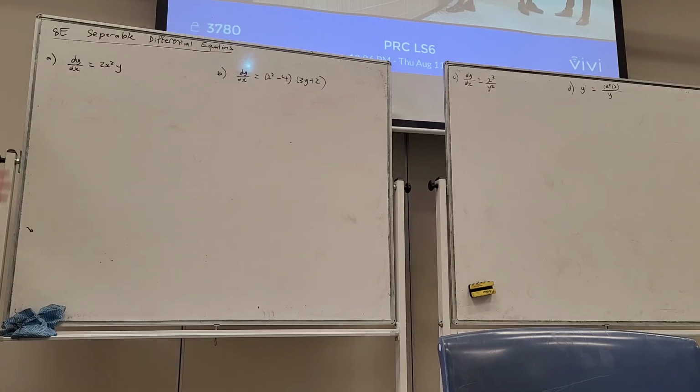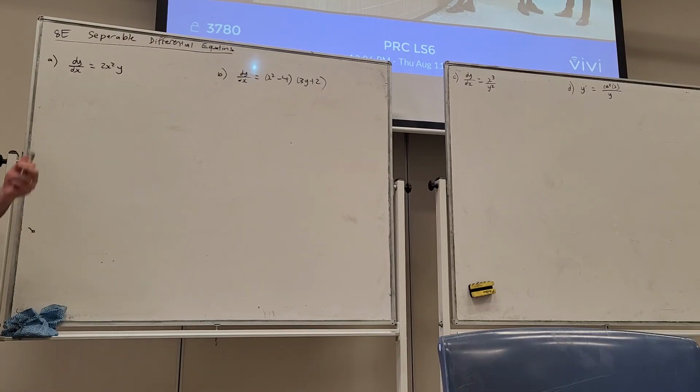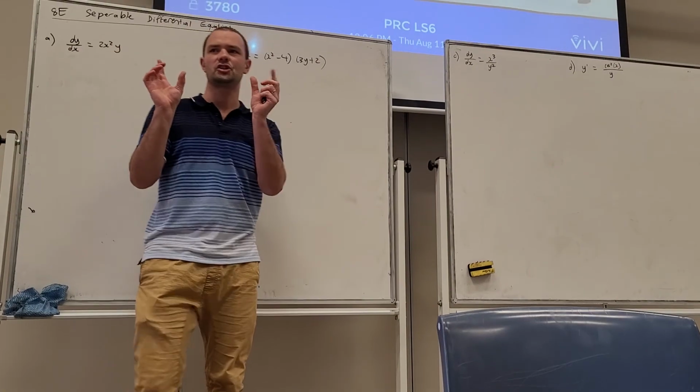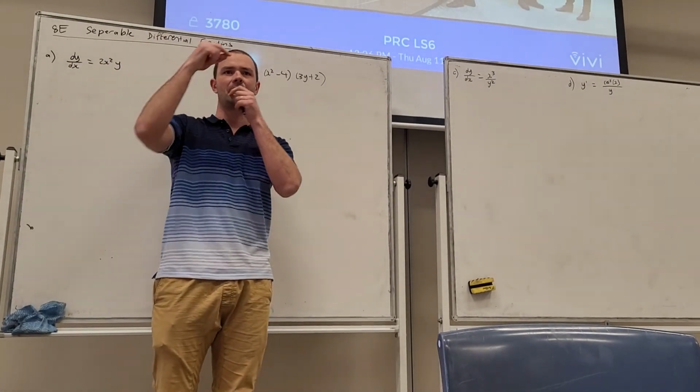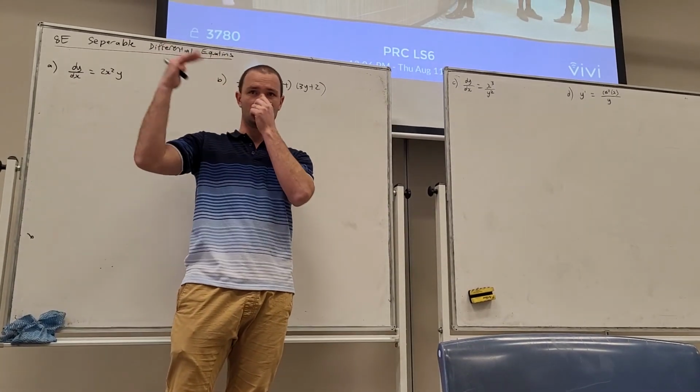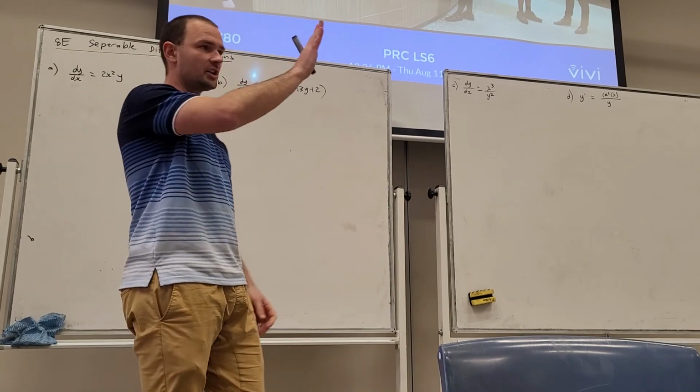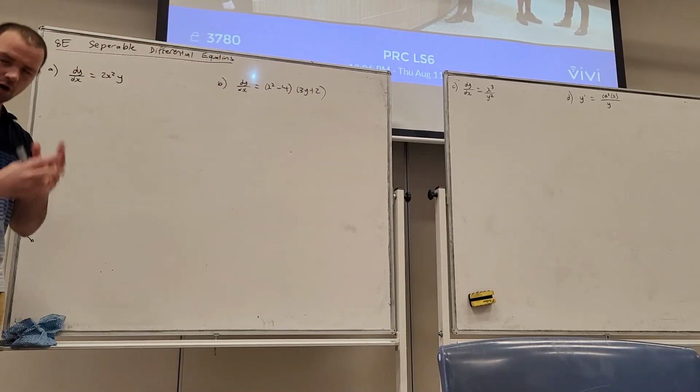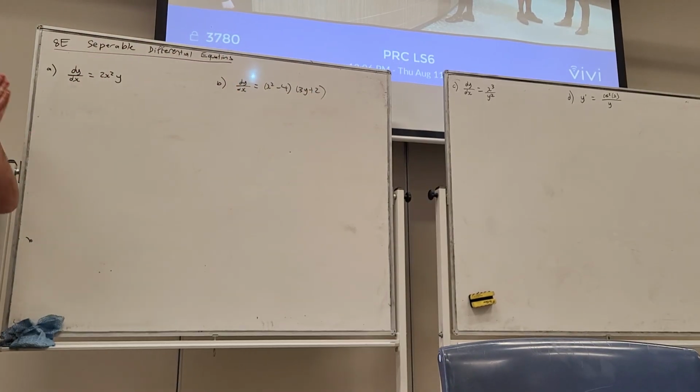Talking about separable differential equations. So what is a differential equation? It's a relationship between the derivative and the values x and y. It's telling you the slope, and the slope in relation to x and y. And not all differential equations are separable.